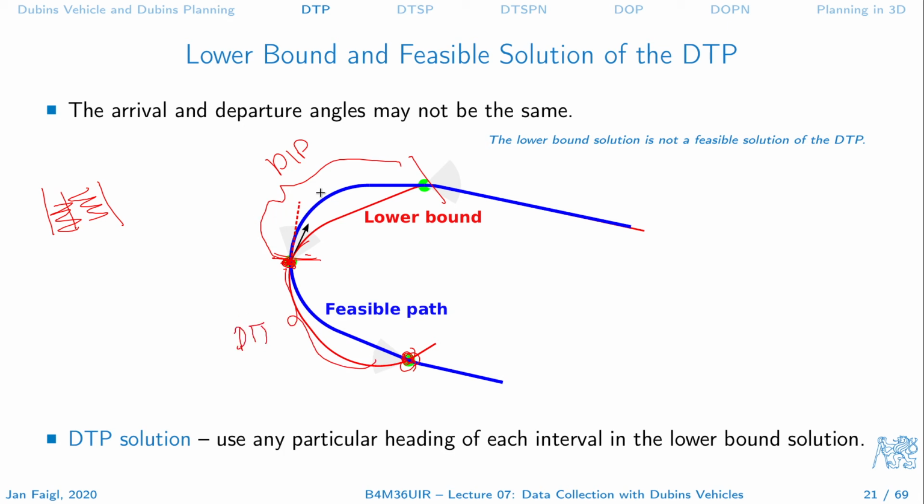So the Dubins interval problem for this part may consider a different leaving angle than the Dubins interval problem solution for this arrival heading. So it's not a feasible solution, but it's a tight lower bound.